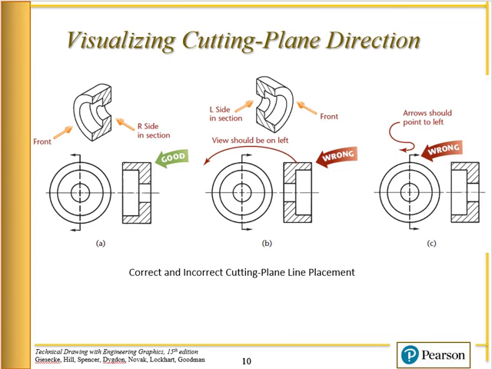Okay, this slide is about visualizing the cutting plane directions. For instance, this has to do with the way these arrows are pointing on your section break. In this case, the arrows are pointing to the left, which gives you a right side in section. In this case, the arrows are pointing to the right, and it gives you a left side section.